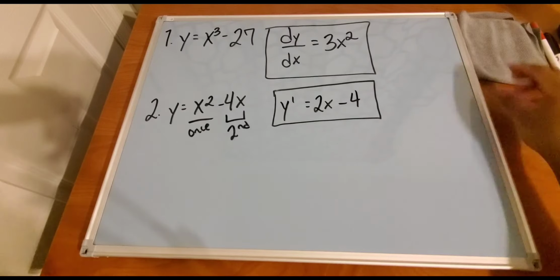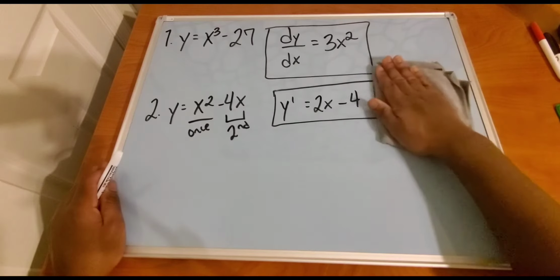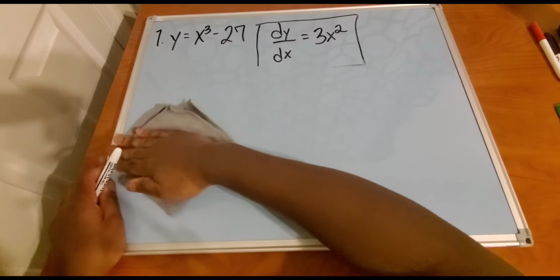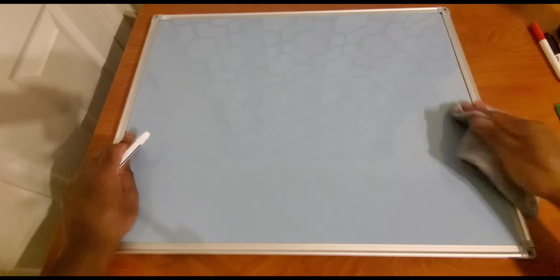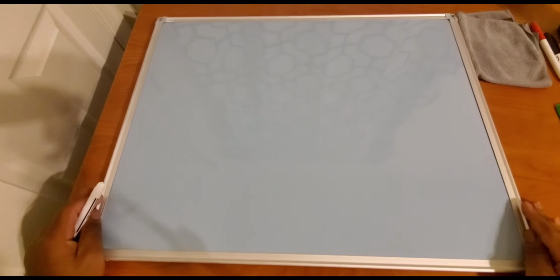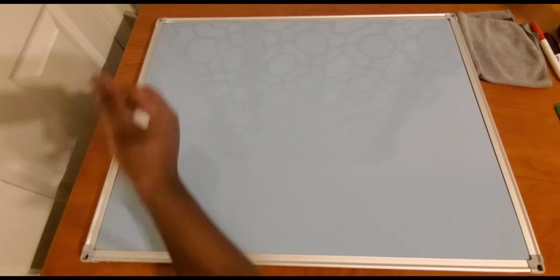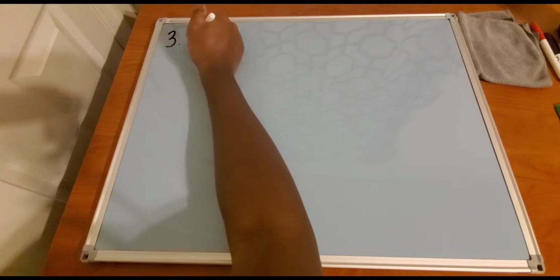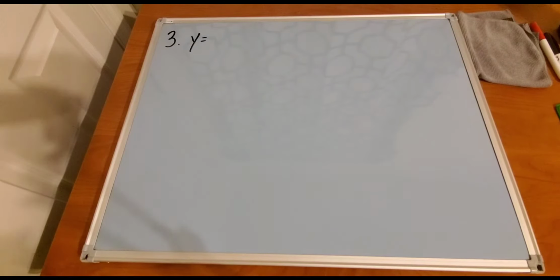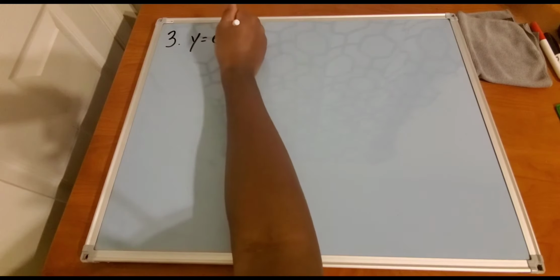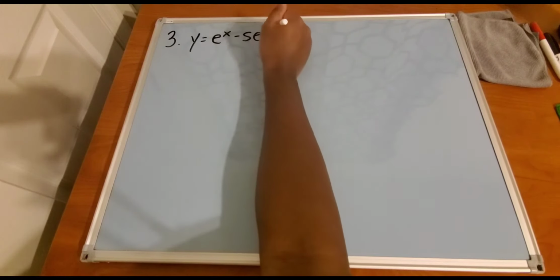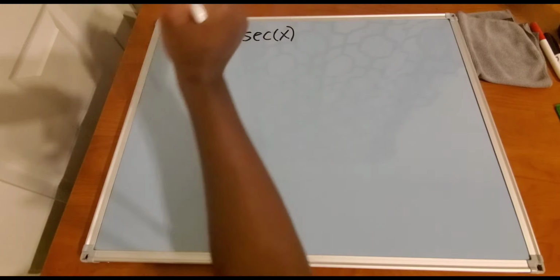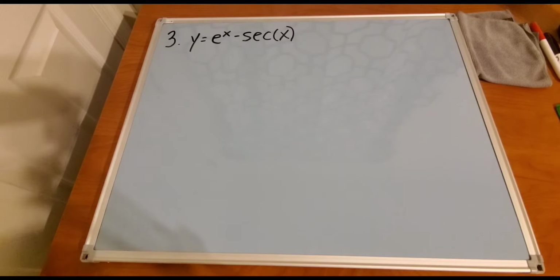Question number 3 is a slightly more lengthy one. So I'm actually going to erase both of these off so we can have some space for question 3. So for question number 3, we have y is equal to e to the x minus secant of x. Now, you'd probably see it more as secant of theta, but for the sake of this question, we're using x as a variable, so it doesn't really matter if it's theta or x.